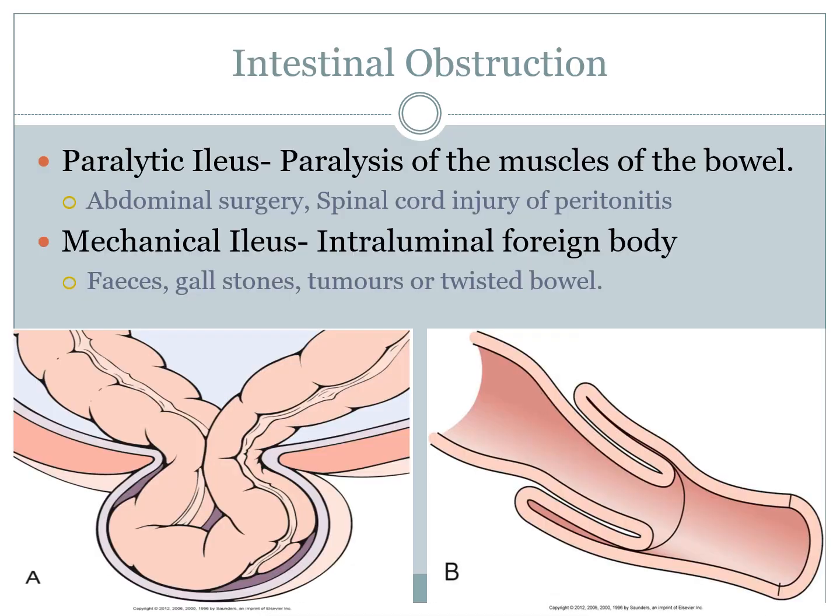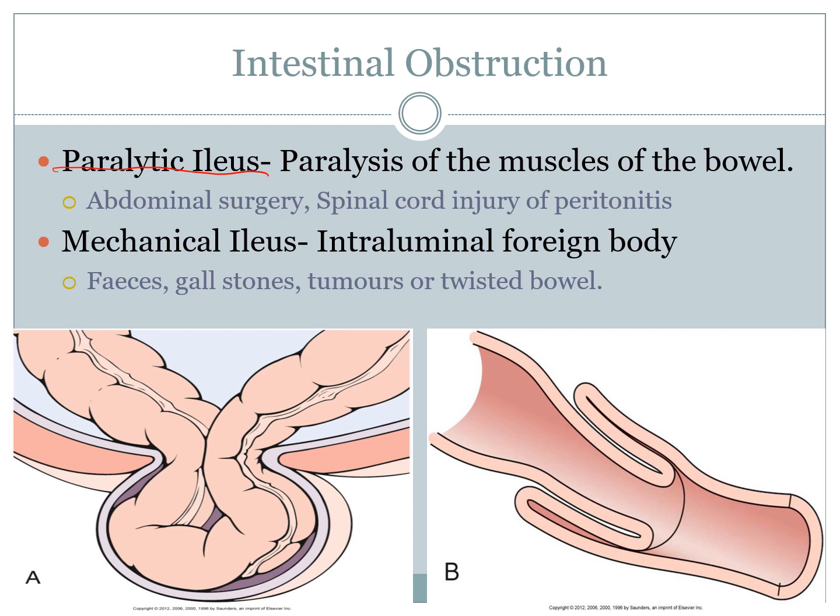Now, two main causes of obstruction are either paralytic, where you paralyze the muscles of the bowel. Abdominal surgery is common because if you end up playing with it, stretching it, the muscles get fatigued and they don't work for a little while. But you also have peritonitis and spinal cord injuries as well.